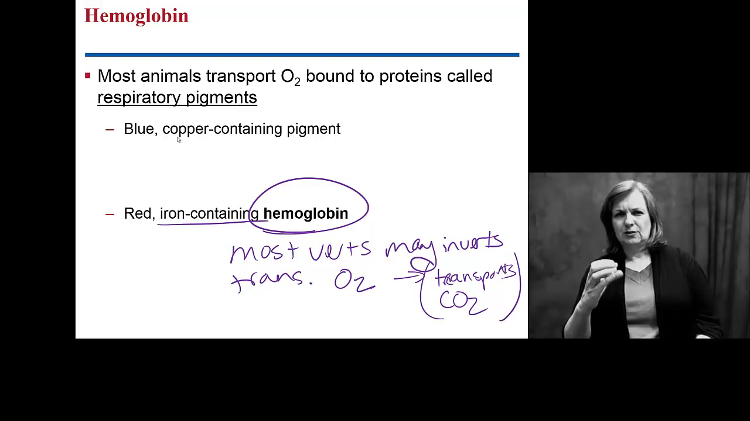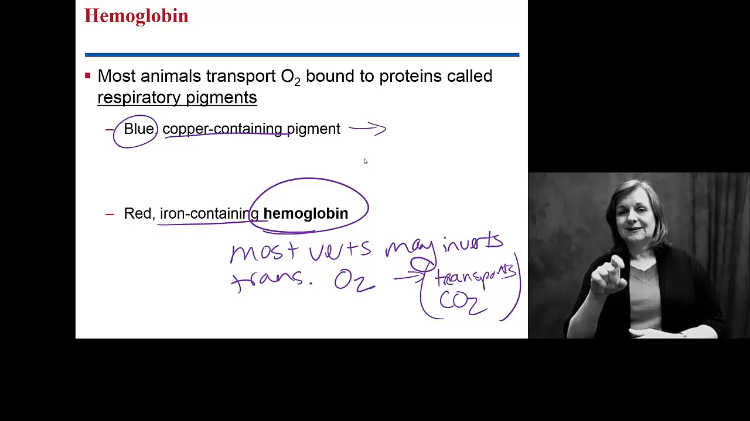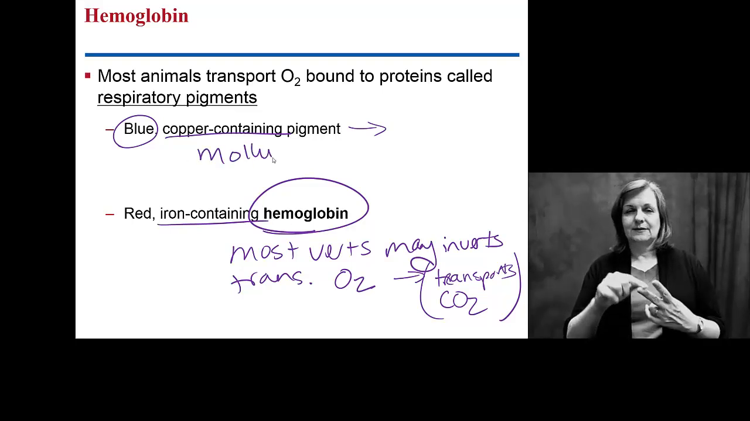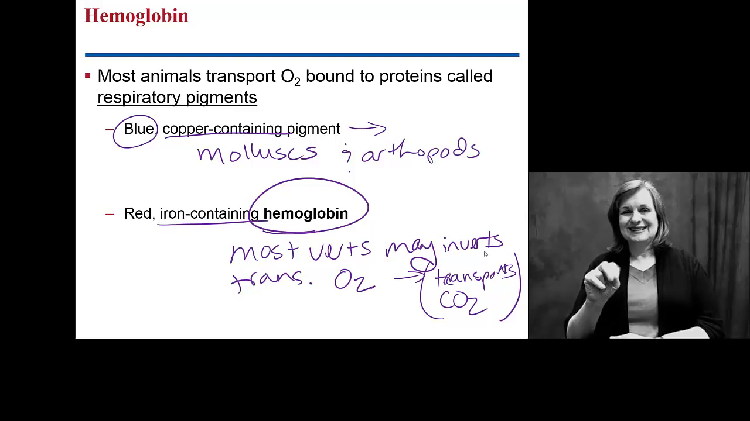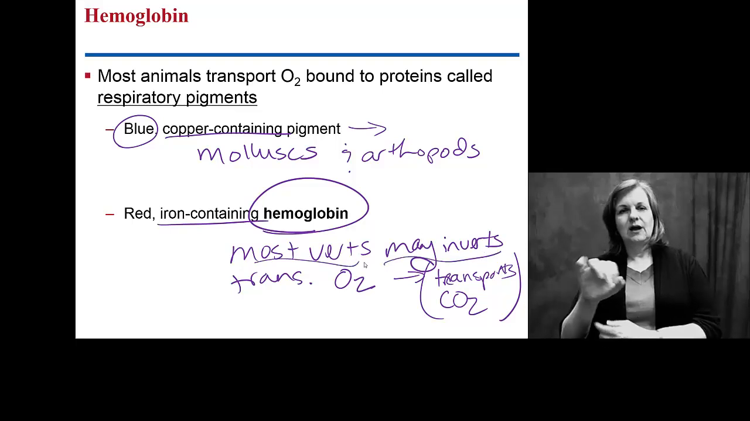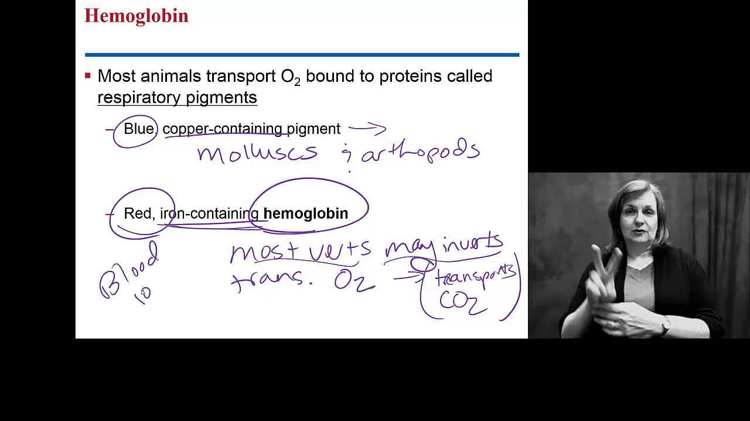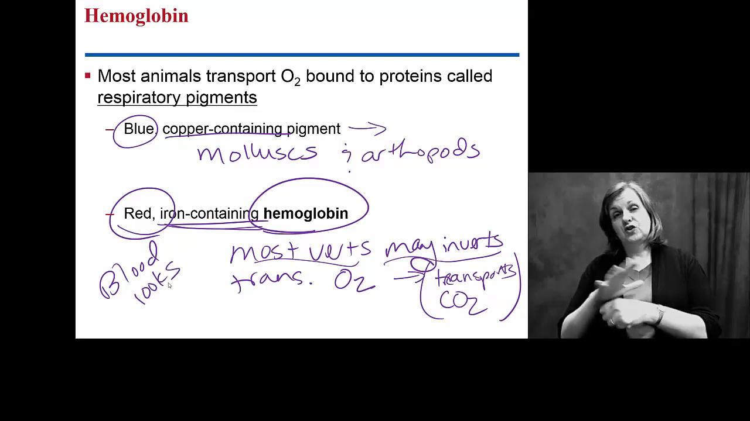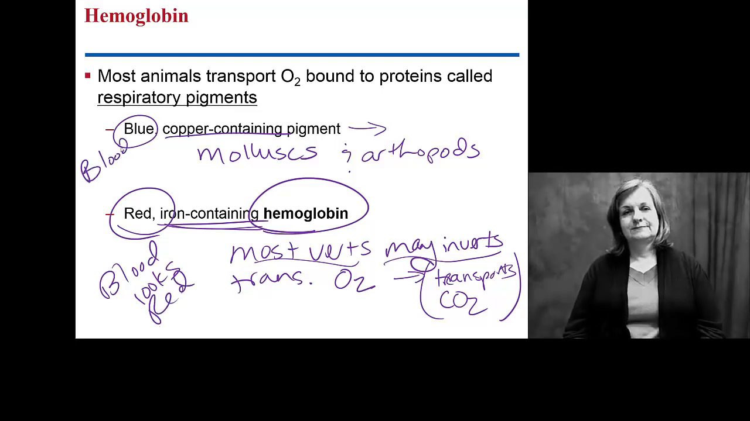We can also look at a copper-based pigment that's actually blue in color. So there are organisms that have blue-looking blood. They are mollusks, snails, squid, and arthropods. Bugs. Most vertebrates and many of the invertebrates, though, have this red, iron-containing hemoglobin, so blood looks red. I told you that it will change in brightness depending on oxygen levels. But you do not have blue blood. Sorry.